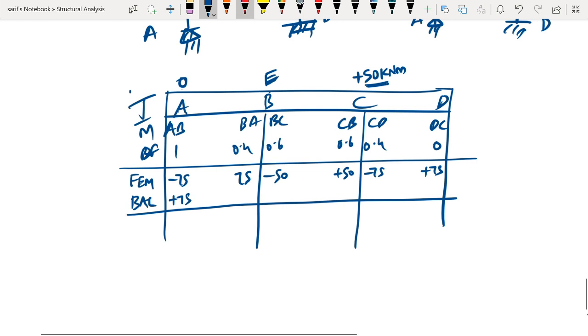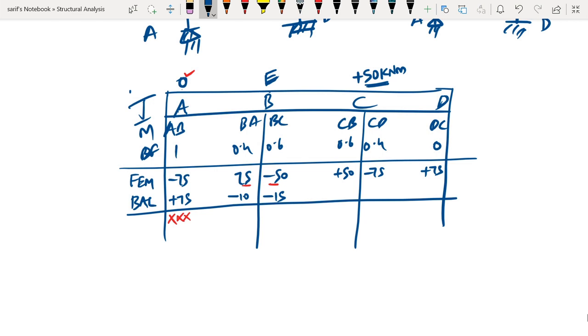Once that plus 75 is done, we should no more do any carryover here, because that joint has already satisfied its bending moment condition. Now when we go to joint E, joint E has a net unbalanced moment of 75 minus 50, that is 25. If we redistribute it, we get minus 25 into 0.4, that is minus 10 here, and we get minus 15 here.